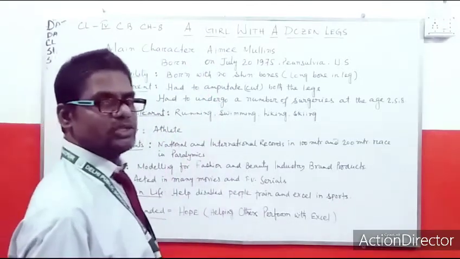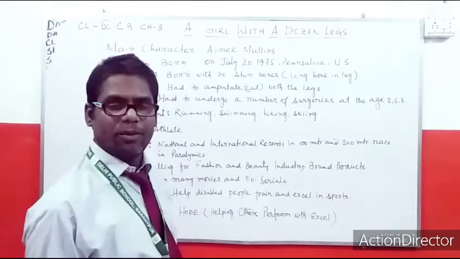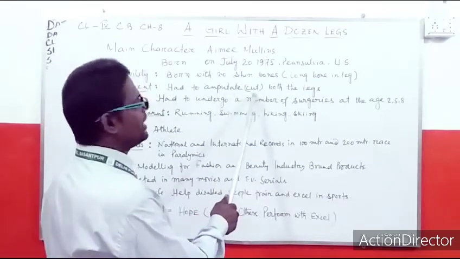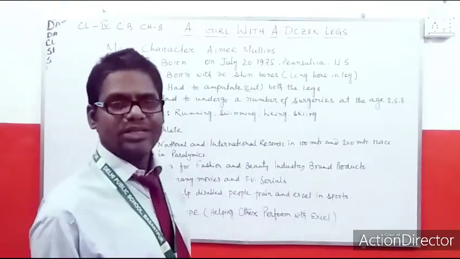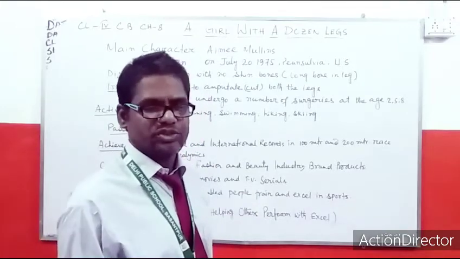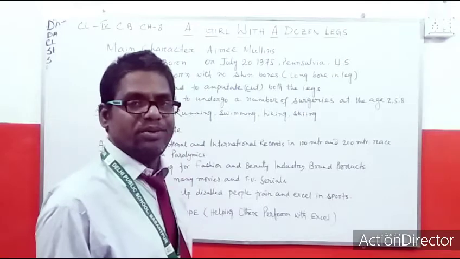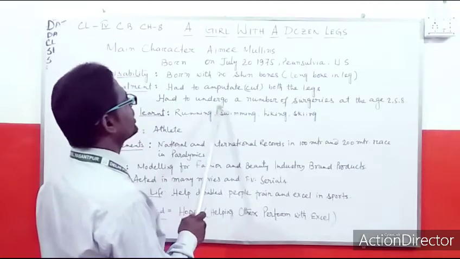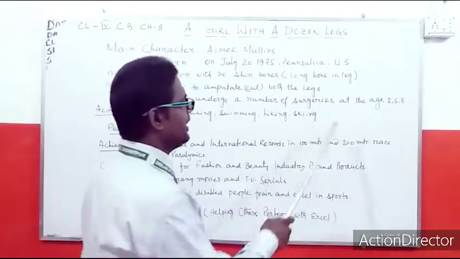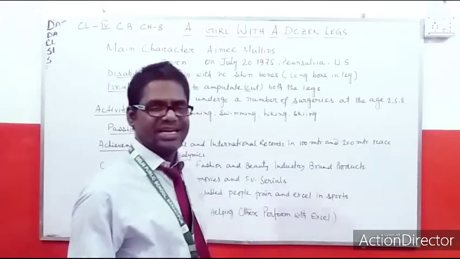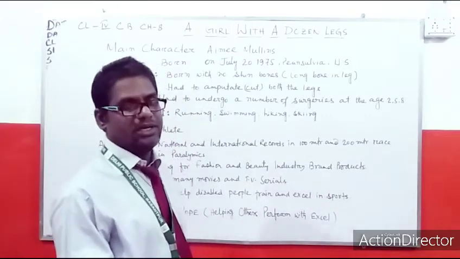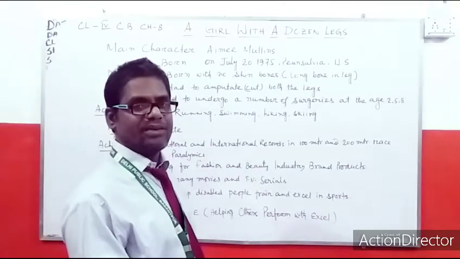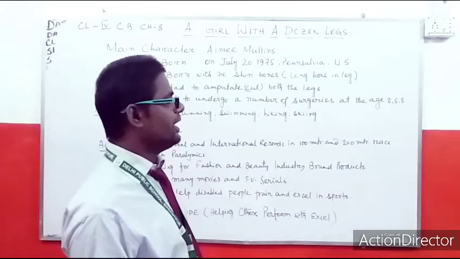Treatment. What treatment did she receive from her parents and family members? She had to be amputated. That means both her legs, which did not have shin bones, had to be cut. She had to undergo a number of surgeries at the ages of 2, 5 and 8. That means 2 years, 5 years, 8 years. She had surgery 3 times.